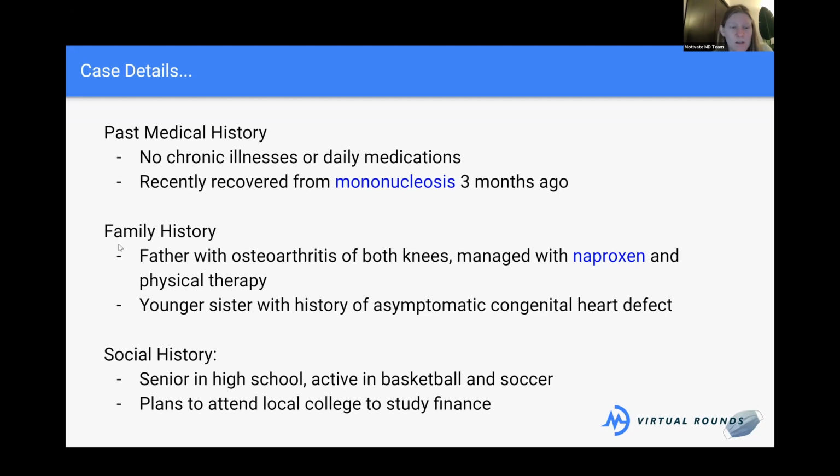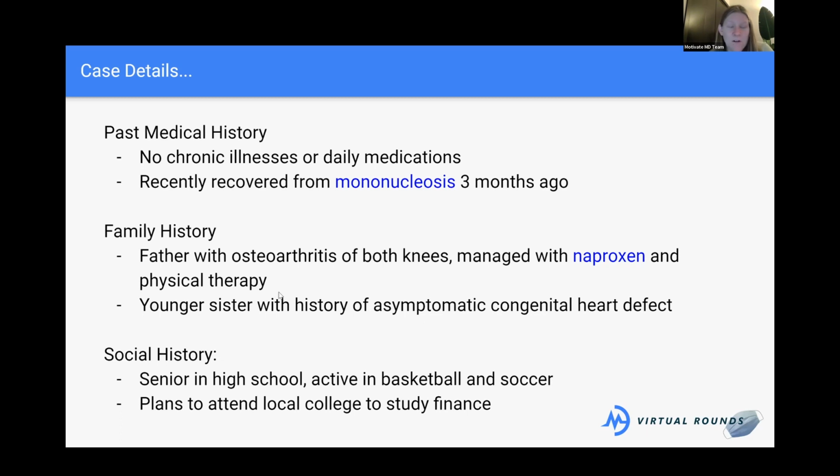And then for his family history, his father has a history of osteoarthritis of both knees. That's that sort of wear and tear, age-related arthritis. And his father manages this with naproxen and physical therapy. Naproxen is like a cousin of ibuprofen or Advil. It goes by the brand name Aleve, and it's just more of an extended release, but it has the same mechanism. And then he also has a younger sister who has a history of an asymptomatic congenital heart defect that never required any treatment or surgery or anything like that. So that's the only family history that he has.